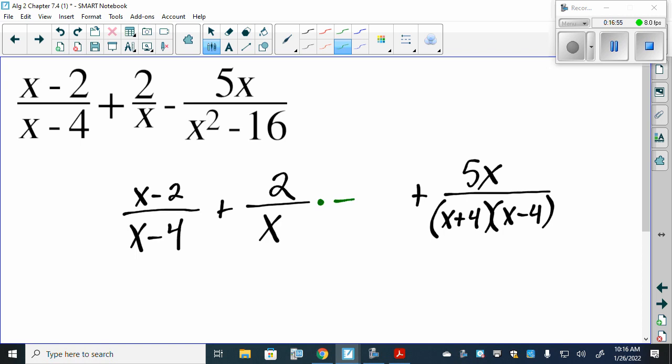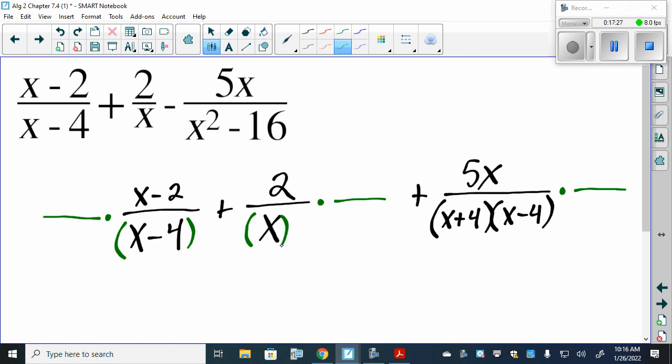So, we're going to have to multiply all 3 by something, because we need all 3 of these denominators to be the same. Now, which one we start with really doesn't matter, because we need them all 3 to be the same. So we can start off with the one that just has x minus 4.